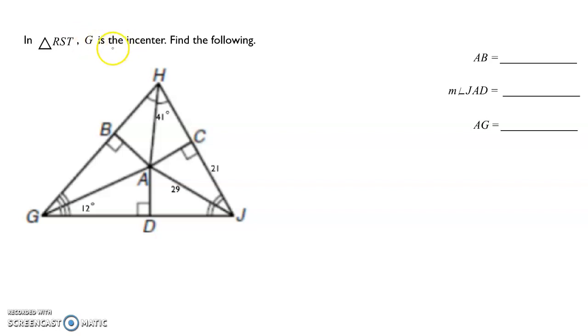We are telling you in here that it is the incenter. Lots of information that you can glean off of that. See if you can identify the length of AB, the measure of angle JAD, and the length of segment AG. So this 12-degree angle is down here, angle AGD. 41 degrees is angle AHC. Segment CJ is 21, and segment AJ is 29.